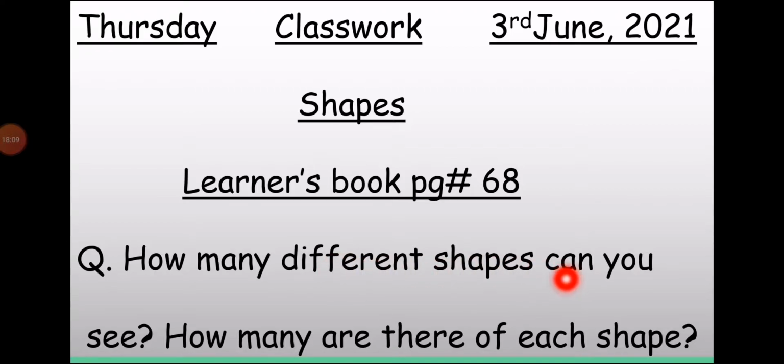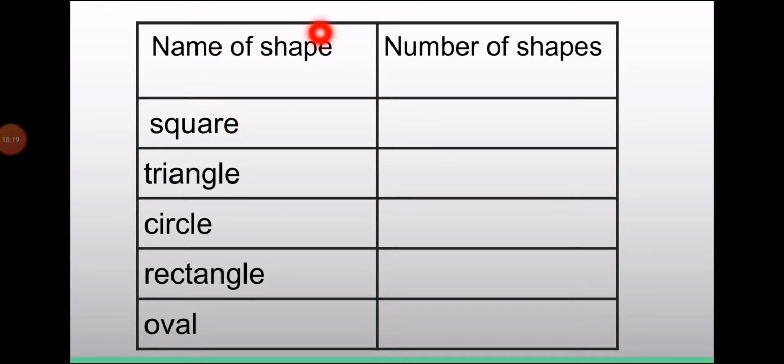How many are there of each shape? Write your question very neatly by leaving 1 line. On 1 page, you can write only this thing. On the next shape, you will make a table here.